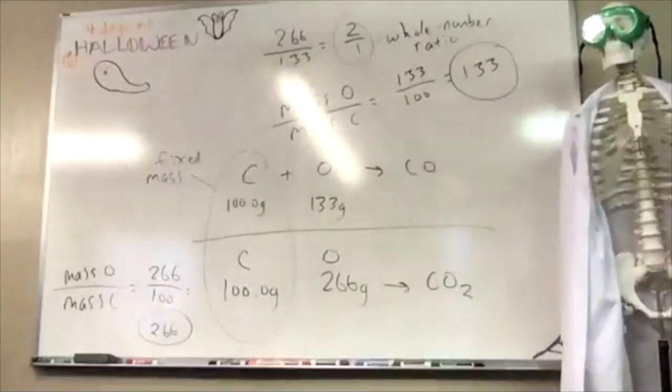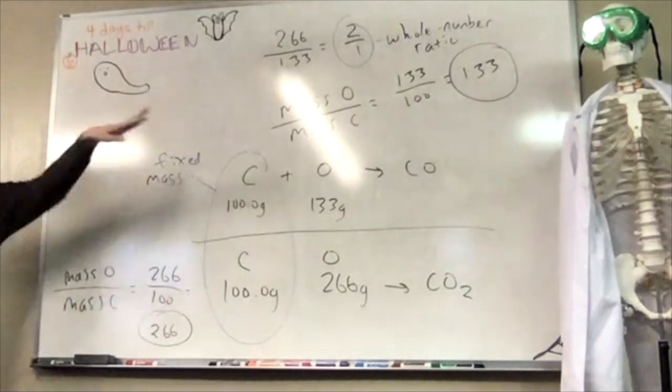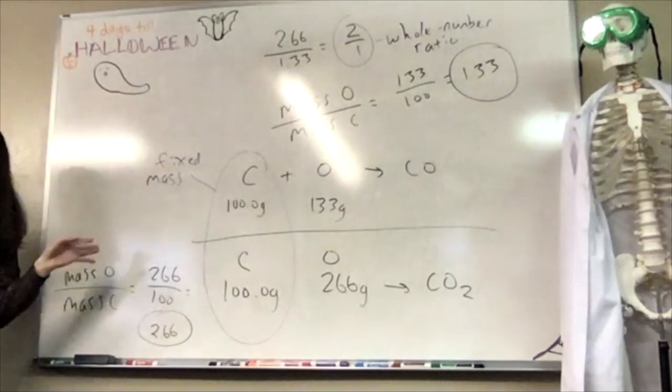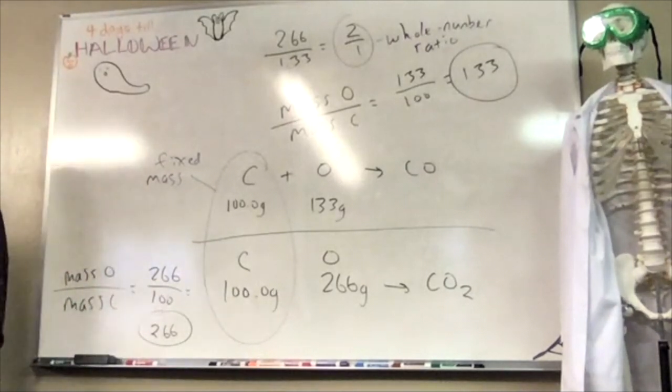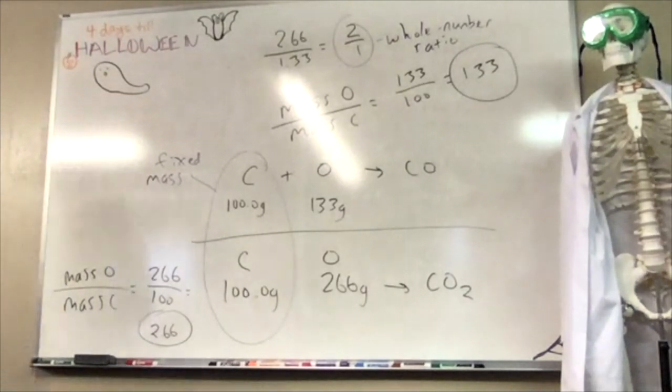Why would the 2.66 be over the 1.33? Why wouldn't it be the 1.33 over the 2.66? You could do that either way. You could certainly do that. We just decided to have the ratio of this over that. But you could also have the ratio of 1.33 over 2.66. It'd be 1/2, but it'd still be a whole number ratio. It's still 1 to 2. So we're still dealing with whole numbers either way.